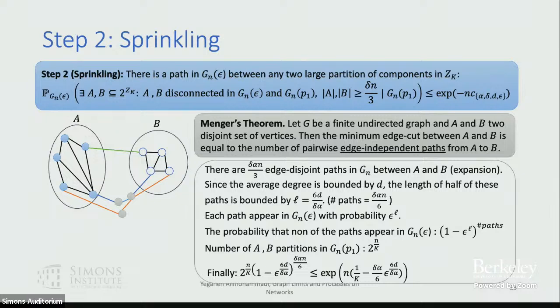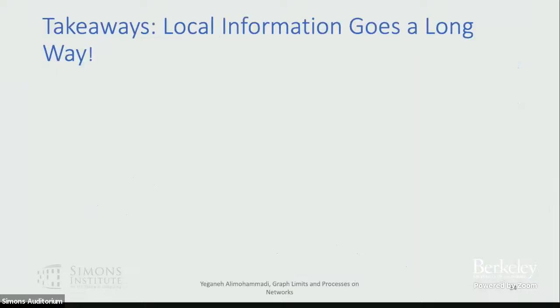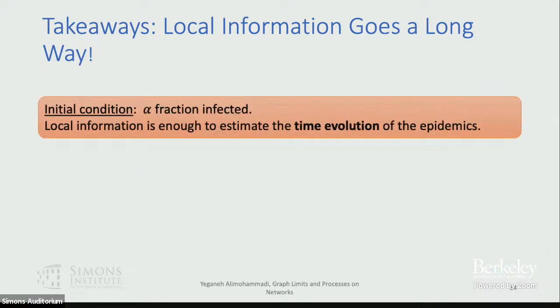So these are getting very nitpicky, but going back to the main takeaway of the talk: local information goes a long way. If you want to predict some global property, like the probability of an outbreak or its size, you can only look at the local structure of the graph, especially if an alpha fraction is infected. You don't need to assume anything about the network structure except this convergence condition.